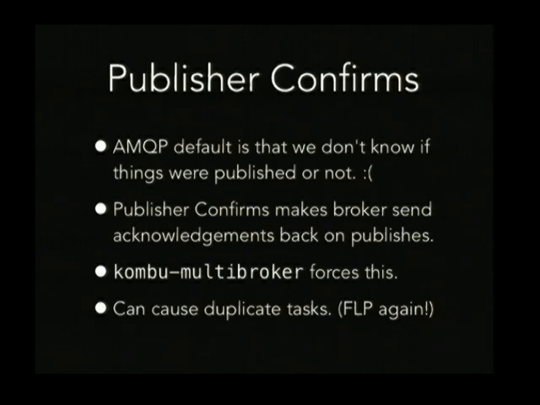Basically, this tells a broker to send me back an acknowledgement. We had to use the shim that we wrote for the multi-broker stuff to force it on. I've been trying to figure out how to get Celery to do it. Maybe somebody will chime in on how to do that with Celery. FLP happens again here because there's a very rare chance that the confirm gets cut off before it gets to you, and the broker still queues the task. If you retry it, you can still get duplicate runs.